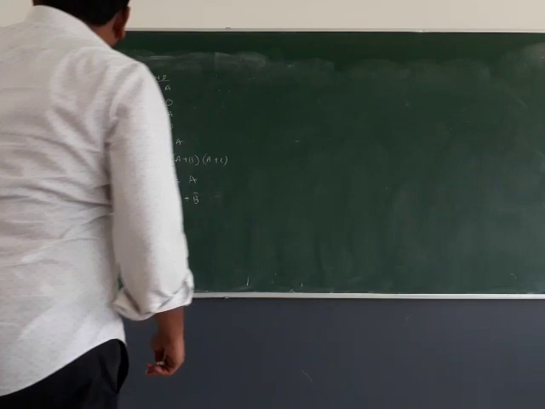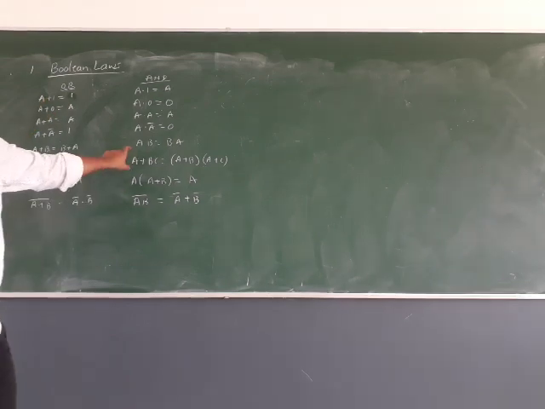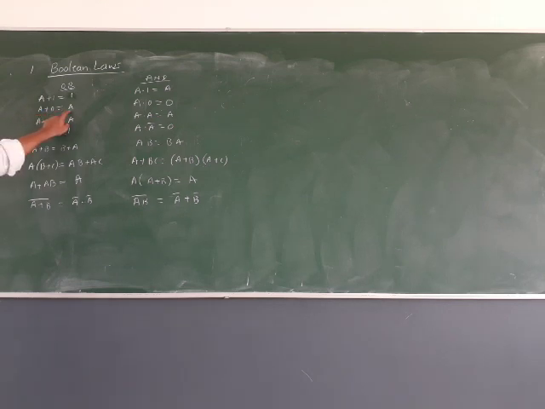So the first one is A plus 1 is equal to 1. These are all rules you have to remember for our further chapters. A plus 0 is A. A plus A is A. A plus A complement is always 1. A plus B is same as B plus A. A bracket of B plus C is equal to AB plus AC. A plus AB is A.